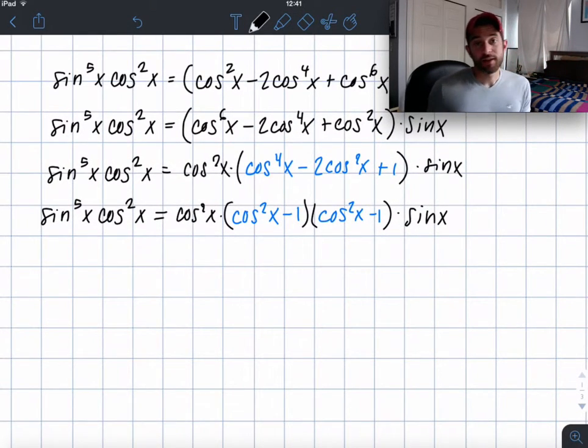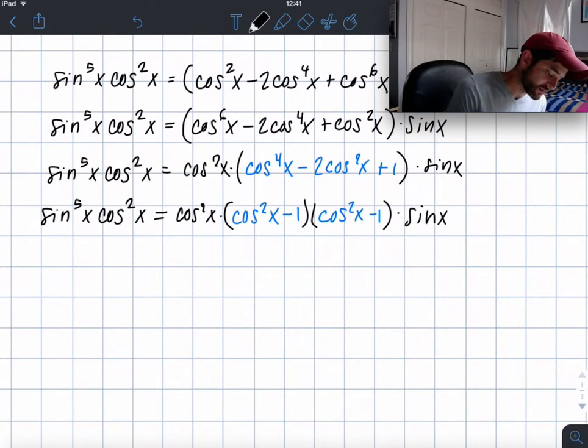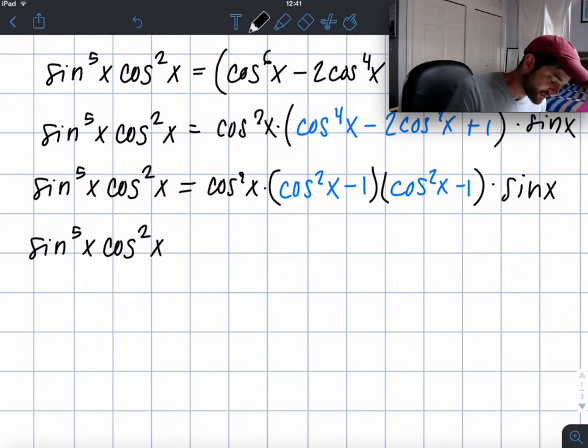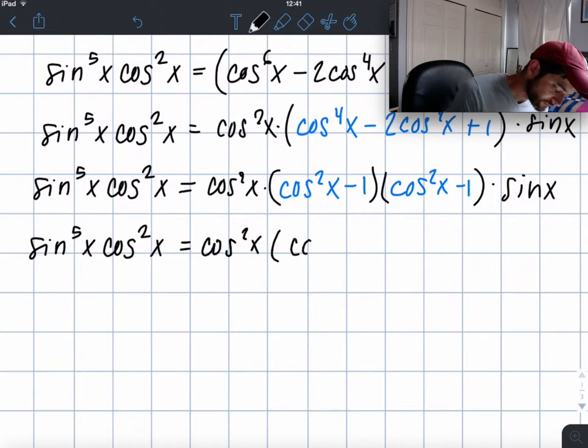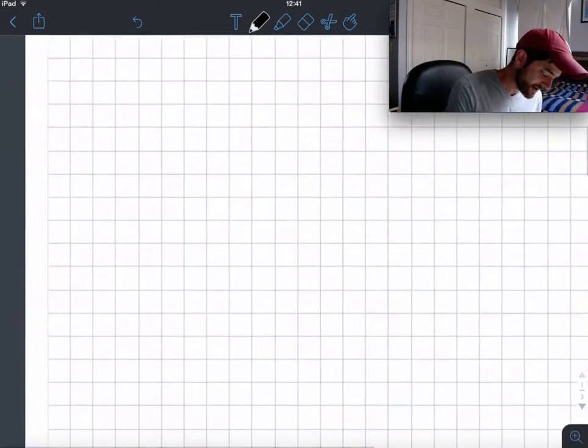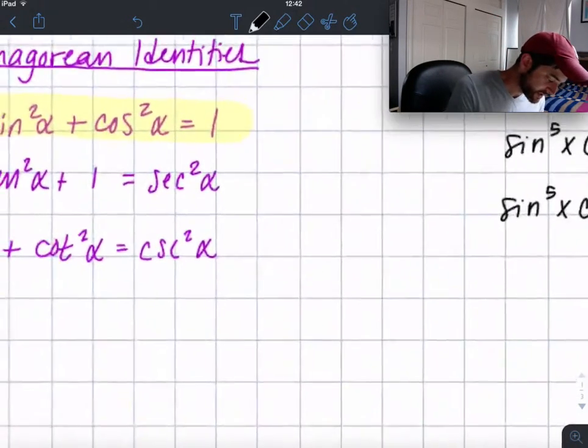And then I'm going to rewrite the line again, but instead of cosine squared x minus 1 times cosine squared x minus 1, I'm going to write it as cosine squared x minus 1 squared. There's a specific reason we have to do that, and that's where that twist I mentioned comes in. So, cosine squared x minus 1. We have something that looks close to that. If we go again to our Pythagorean identities, there it is.